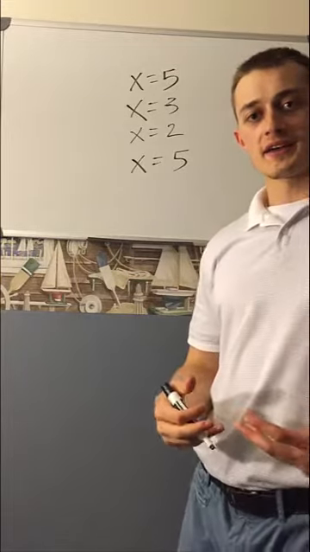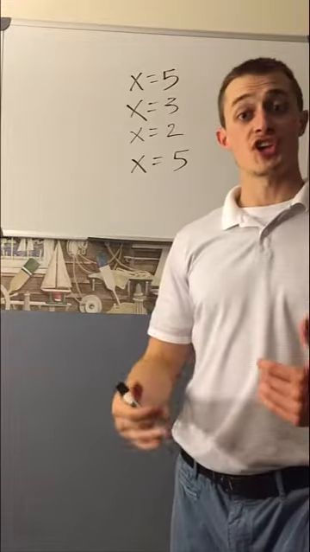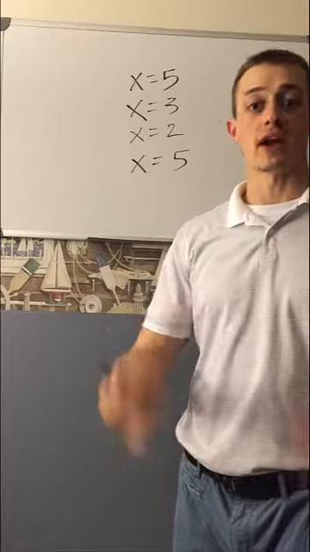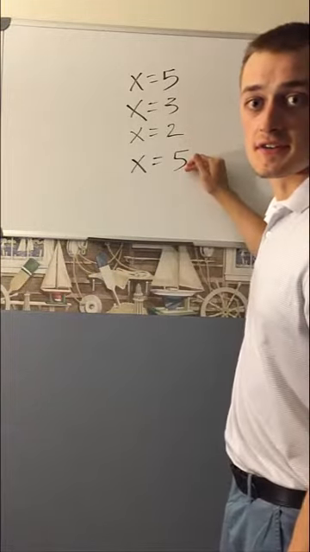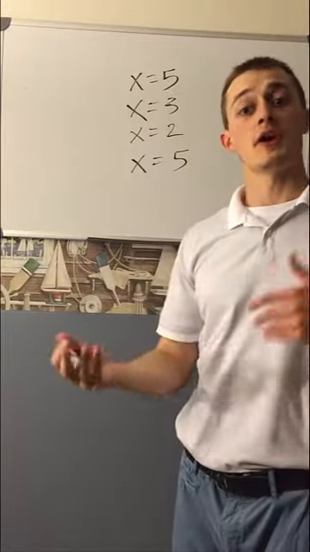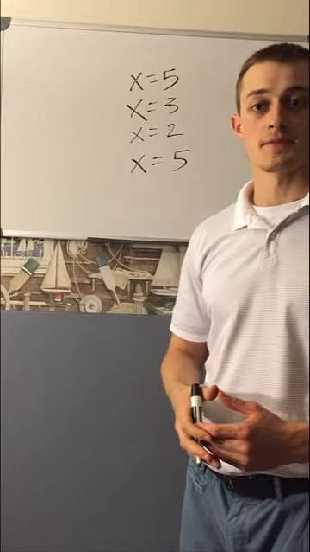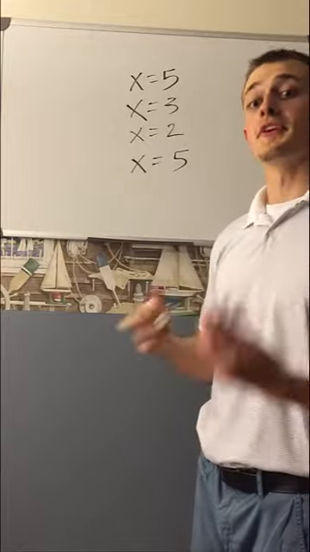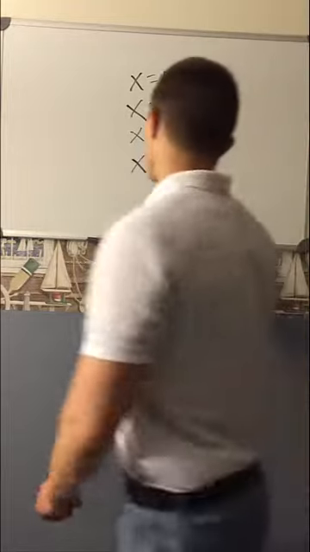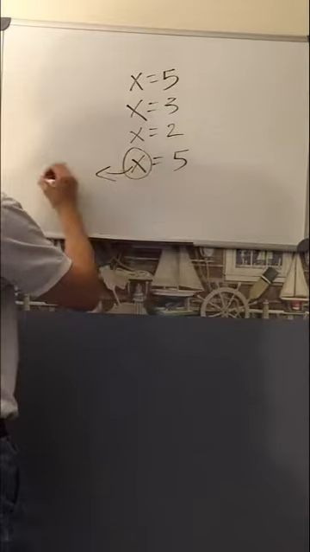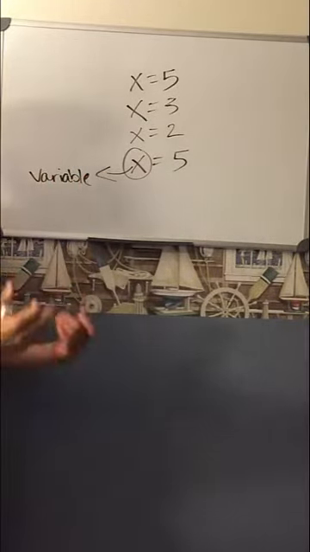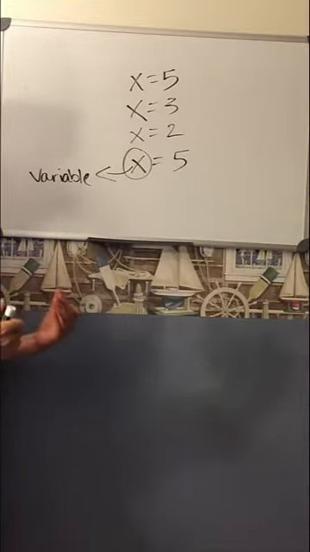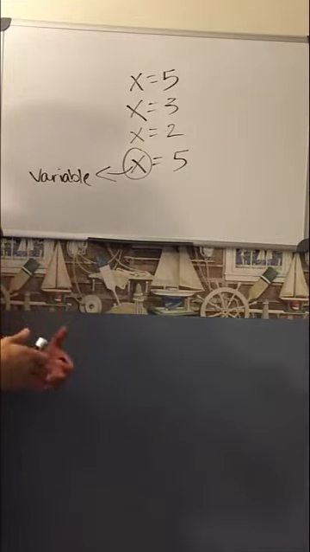Another way, or another word for change, is to vary. X varies depending on how the equation changes, right? So this is why we call x a variable. It has a special name. We call it a variable because x is able to change. It varies.